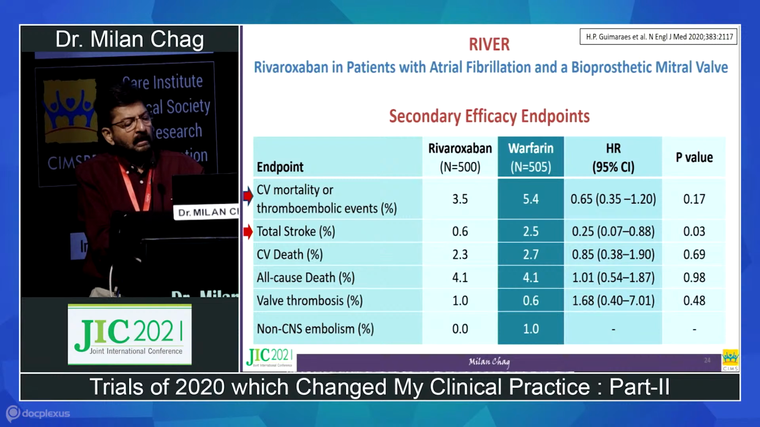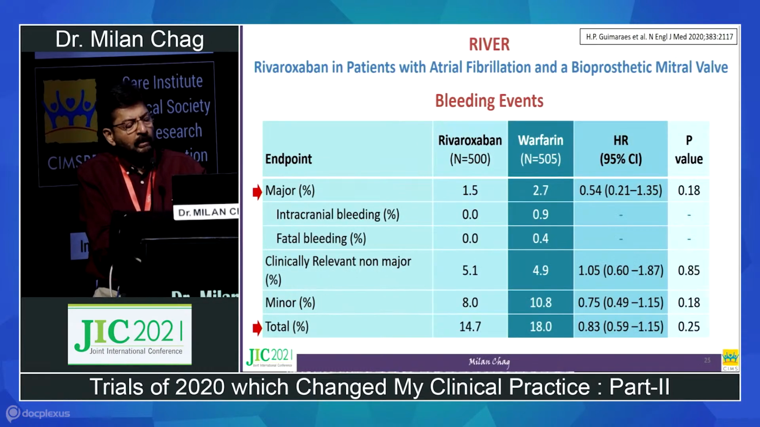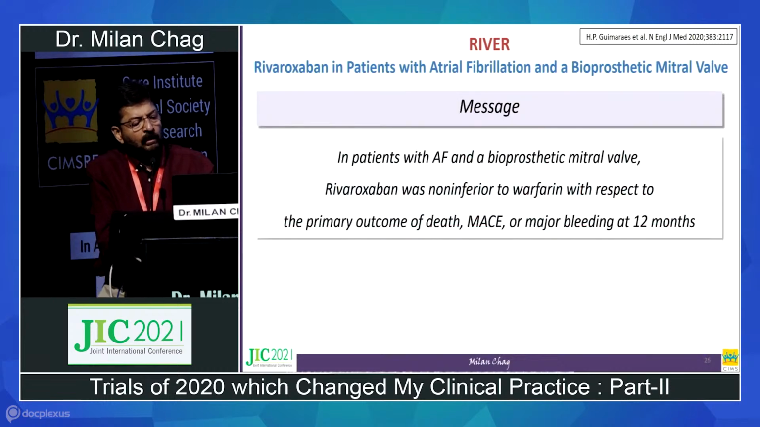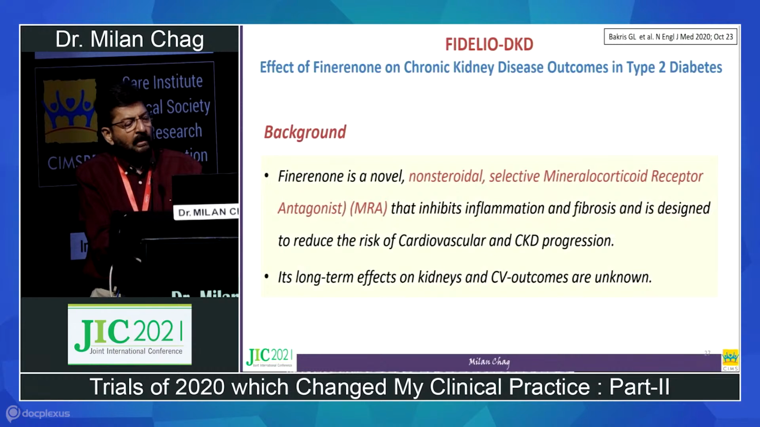CV mortality, actually there was a numerically decreased number, p-value was not significant, but total stroke was significantly reduced with rivaroxaban compared to warfarin. So it is better to give this molecule rather than giving warfarin if patient has biological valve and AF. Major bleeding was less, total bleeding was less. So in patient with AF and biological mitral valve, rivaroxaban was non-inferior to warfarin with respect to primary outcome of death, MACE and major bleeding at 1 year.